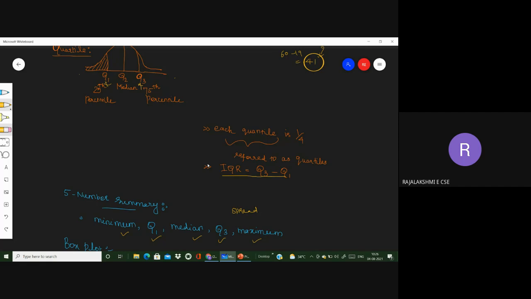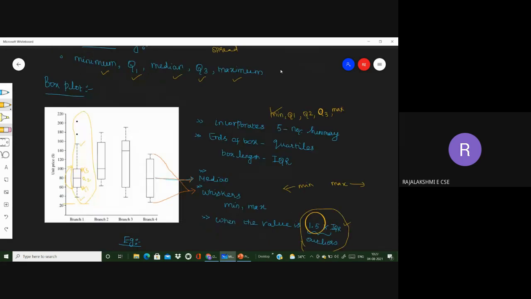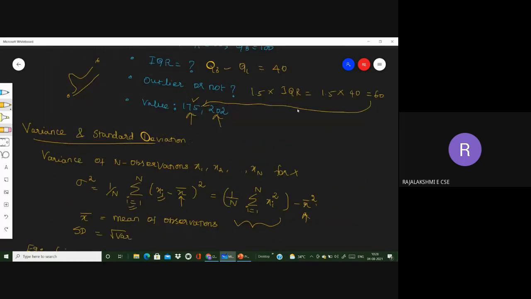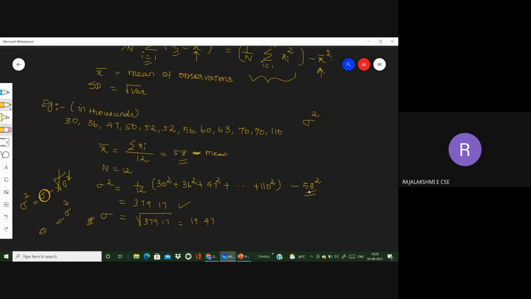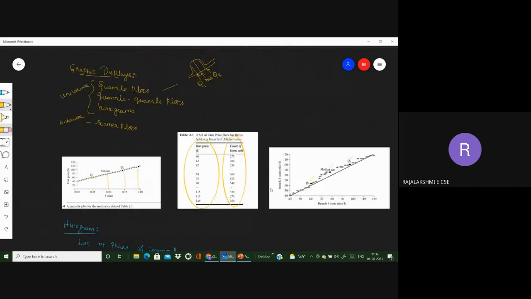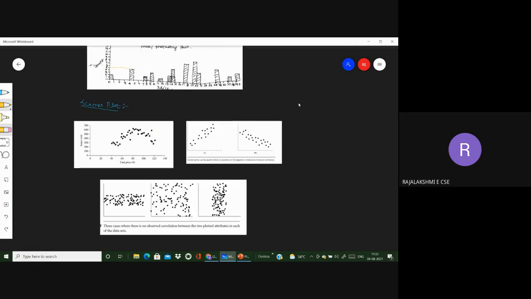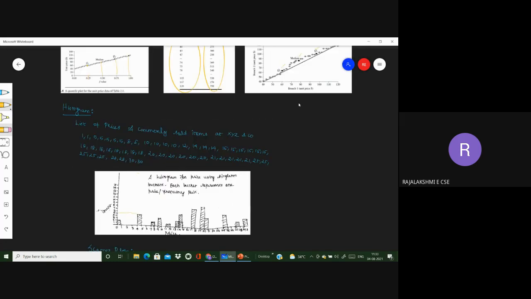The difference between the 75th and the 25th percentile is the IQR. In the previous case, we did not concentrate on the minimum and the maximum. But when the minimum and the maximum are included, it is termed the five number summary. If the same five number summary is given in the format of a box, then it is considered a box plot.